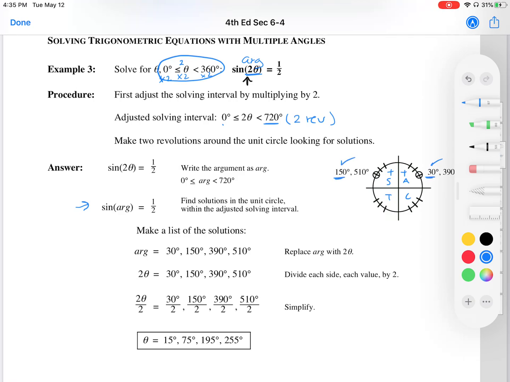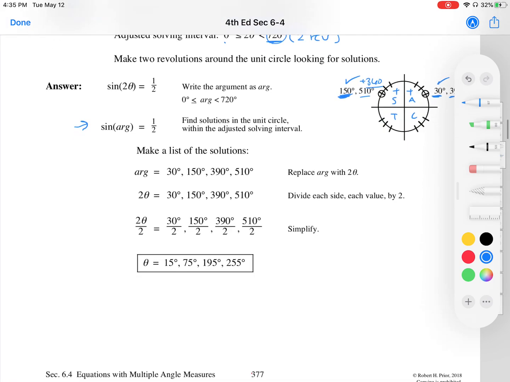Now to get the rest, to get that same position, you're just going to add 360. So 150 plus 360 gives us 510. And 30 plus 360 gives us that other one, 390. And if we try to add another 360, it'll be past that 270. So that's when we know we have all of our answers.